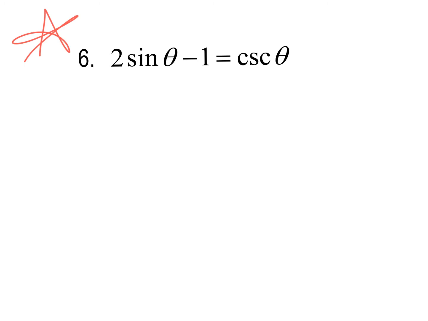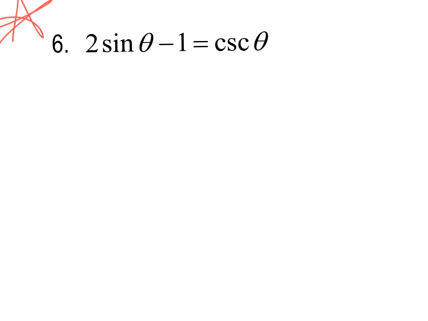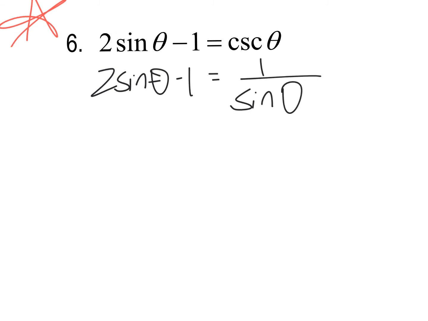What I'm going to do is change this into 1 over sine theta because I want to have the same function on each side of the equation. That's just a trick, something that you might not recognize right away, but I'm going to leave the left-hand side of the equation the way that it is. And I'm going to change the cosecant of theta into 1 over sine of theta.